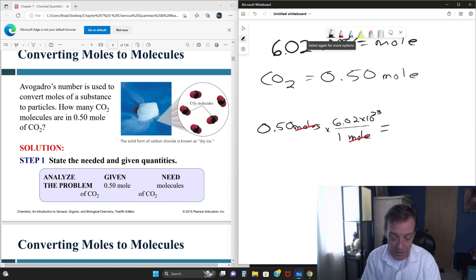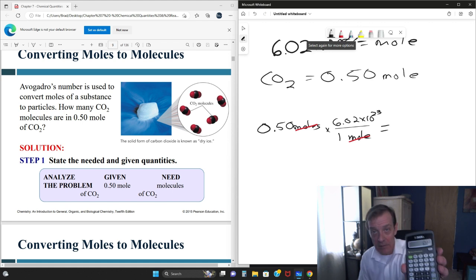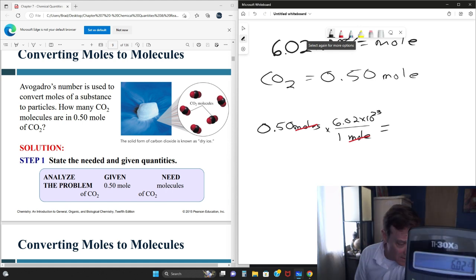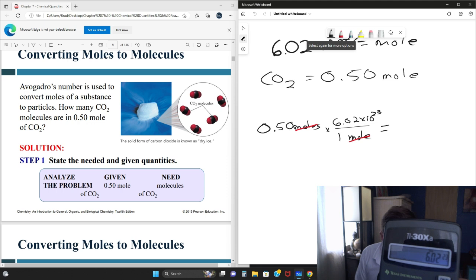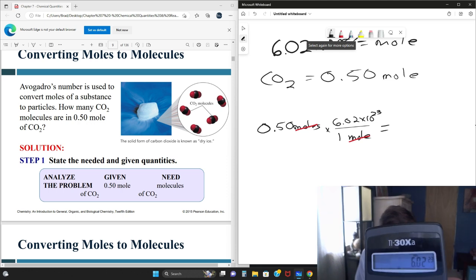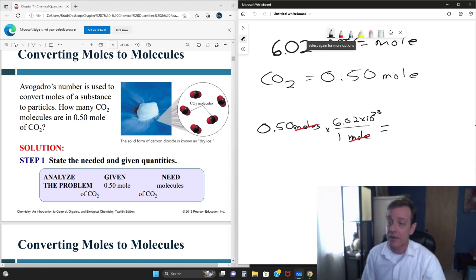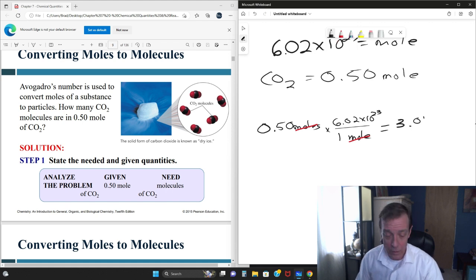You take out your calculator, 6.02 exponent to the 23rd times 0.5 gives us 3.01 times 10 to the 23rd. 10 to the 23rd what? Molecules of CO2.